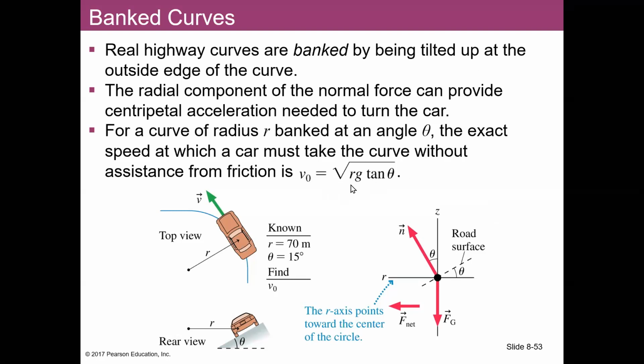So yeah, the banked curves give us this equation right here. They have the zero subscript: V0 equals the square root of r g tangent theta. That is the speed with which we can take this curve without any use of friction.